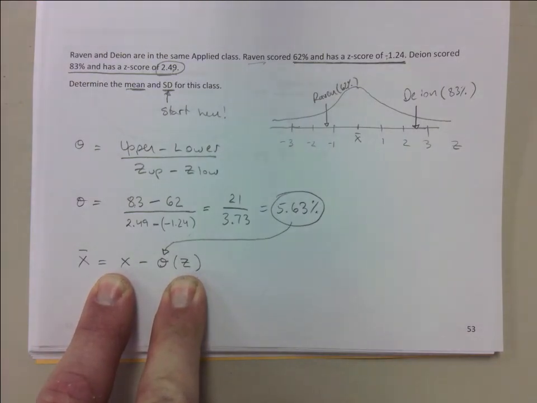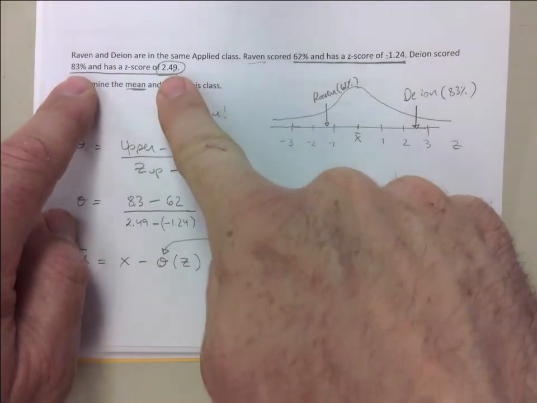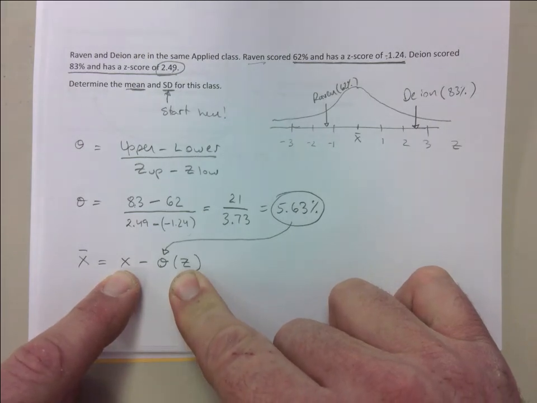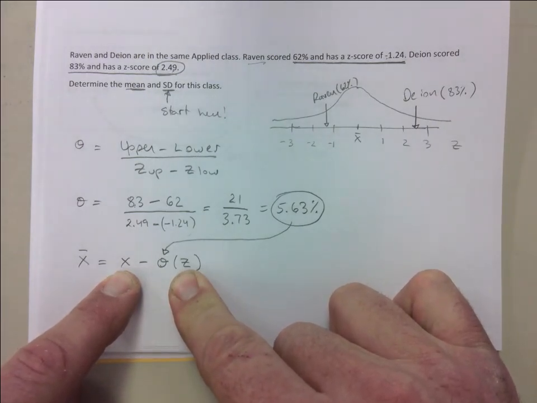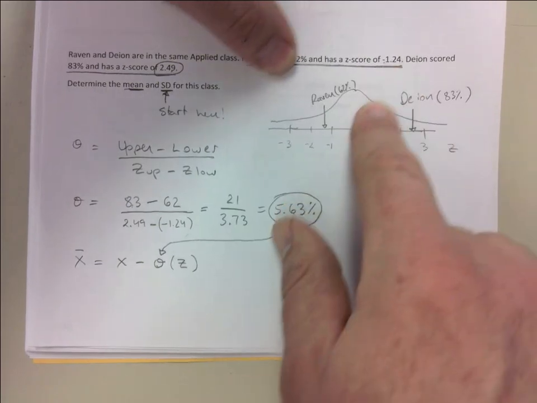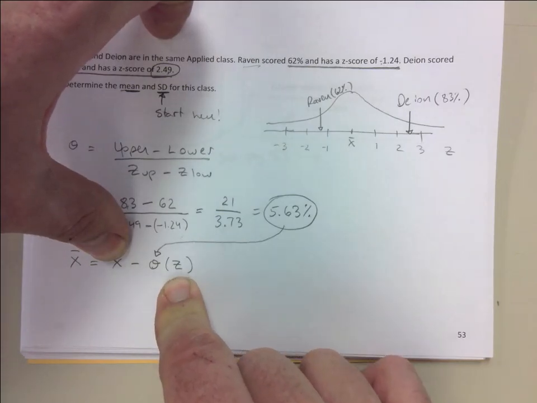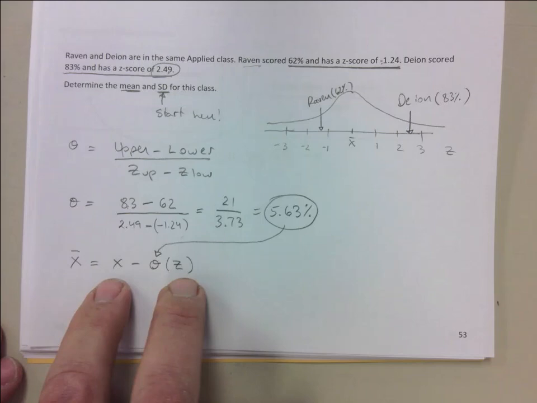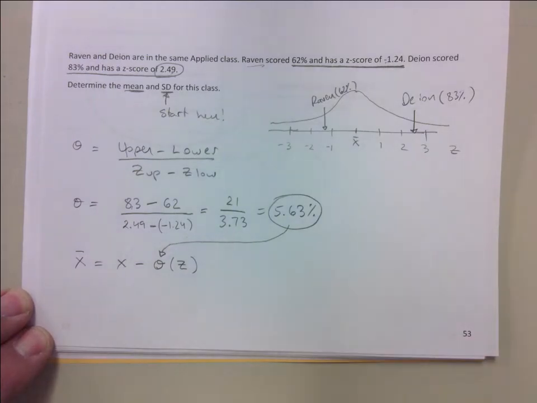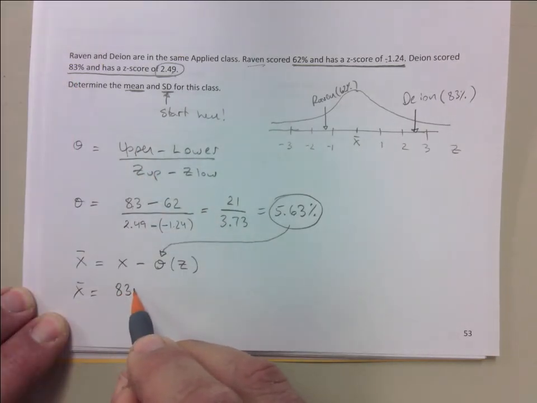You pick. If you want to use Dion's value and z-score, which is these two, then you plug those in here and find your mean. You're going to find the mean of the class. If you want to use Raven's information, meaning her score and her z-score, you can plug those in here. You are still going to get the same answer. So what I'm saying is make sure you don't mix up the value and the associated z-score. Okay? So I'm going to go with 83%.